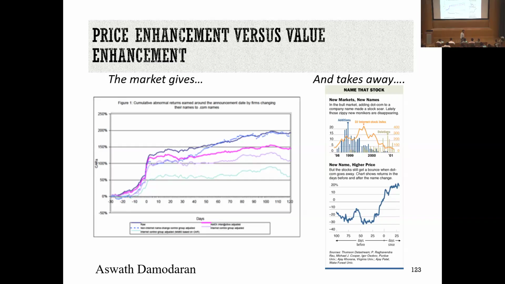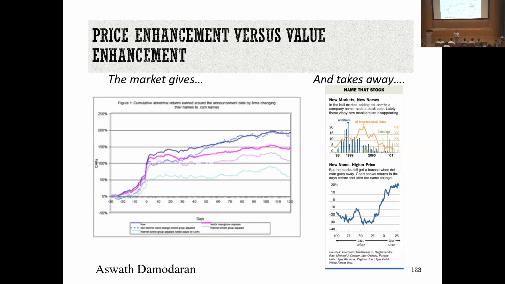But here's the catch. In 1999, adding .com to your name increased your price by 100%. Then the .com boom bust. Now, having .com in your name had become a contaminant. So this is a study from 4 years later. And these companies also changed their names. Guess what they did? They took .com out of their names. And the stock price jumped again.